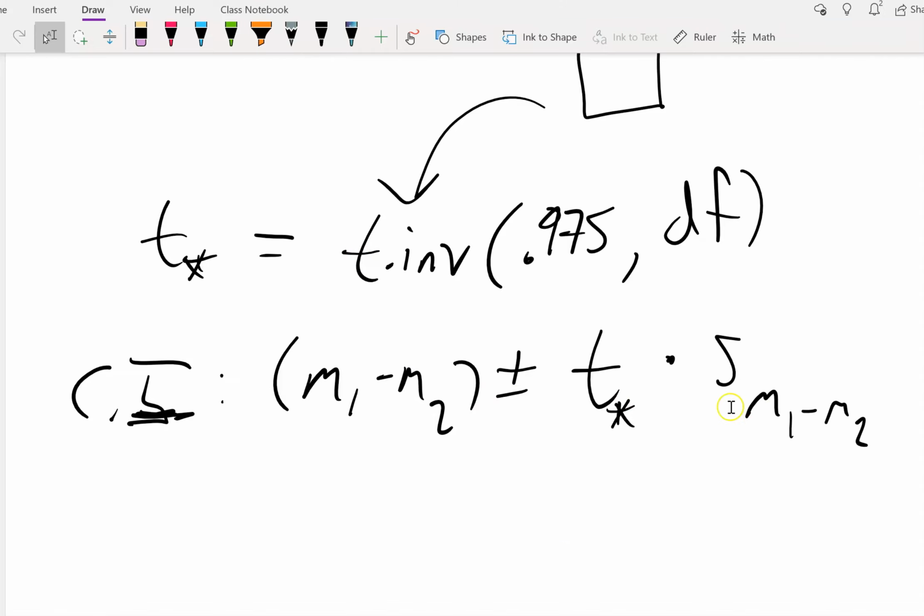Good news, you had everything except for this number. You have M1 minus M2, you can look that up. You have S, the standard error. We already had that, we had to calculate that out. The only thing you were missing was T star. Well, T star is this command.